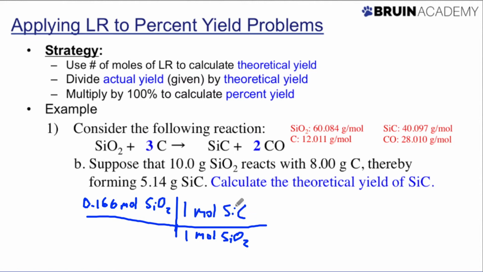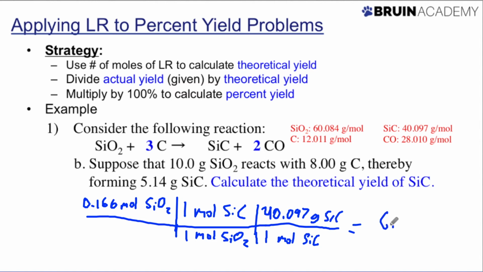So now I've converted my units from moles of SiO2 to moles of SiC, and now I go from moles to grams using molar mass. So for every 1 mole of SiC, that's equal to 40.097 grams of SiC. And then we put that all in our calculator, and we should get 6.66 grams. So that's our theoretical yield, our theoretical maximum, given our starting amount of reactants.